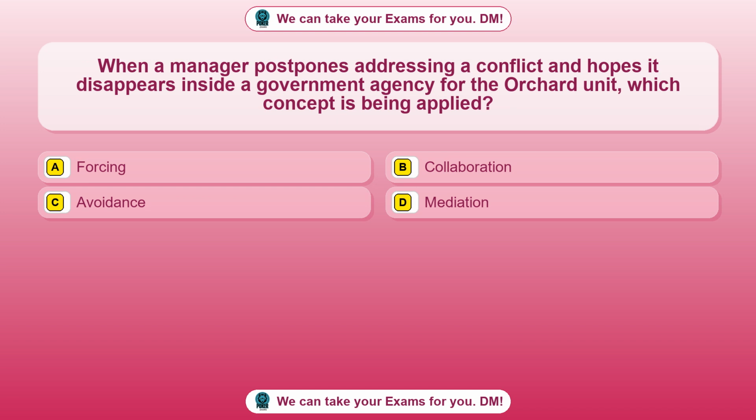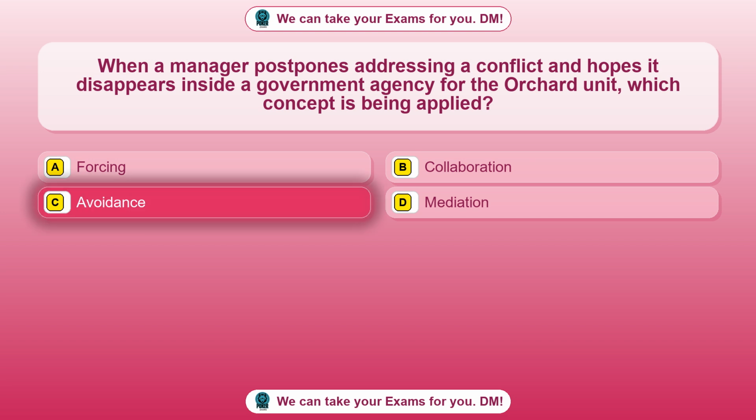Question 95. When a manager postpones addressing a conflict and hopes it disappears inside a government agency for the Orchard unit, which concept is being applied? Option A, forcing. Option B, collaboration. Option C, avoidance. Option D, mediation. The correct answer is option C, avoidance.